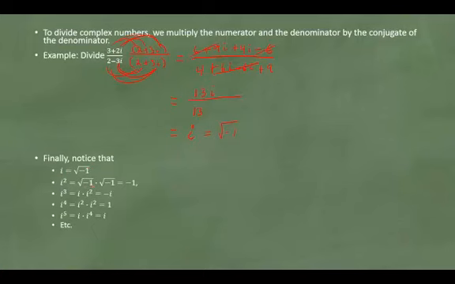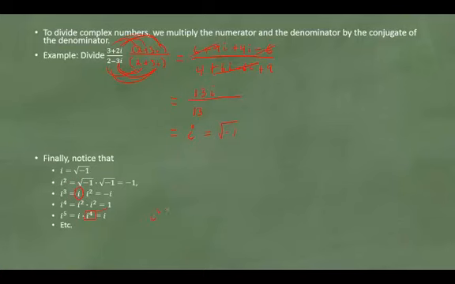Now finally notice that because of our definition of i being the square root of negative 1, i squared is equal to the square root of negative 1 times the square root of negative 1, or negative 1. i cubed is just multiplying by another i, so it gives us negative i. i to the fourth is equal to i squared times i squared. In other words, negative 1 times negative 1, which is positive 1. And then after that it repeats. i to the fifth is just i to the fourth, which we know is positive 1, times i. So it's just i times 1.